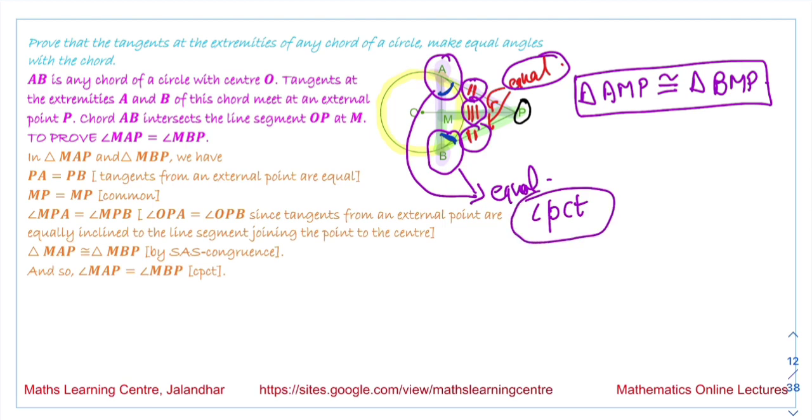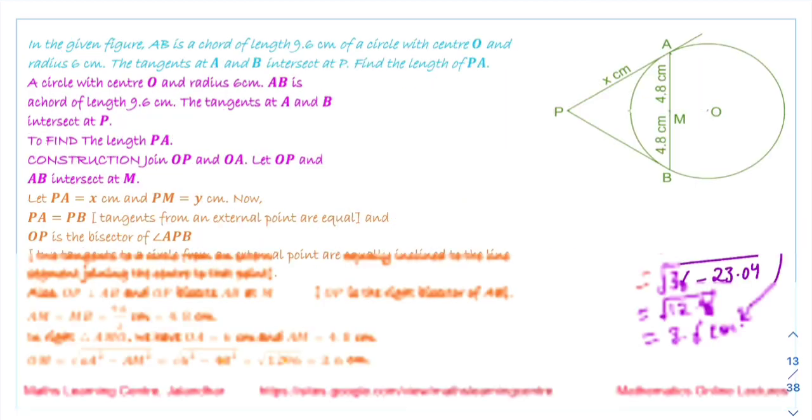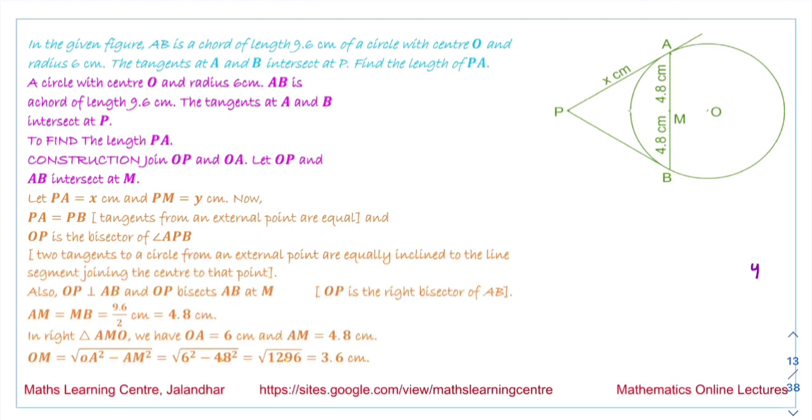The next question we have is, in the given figure, AB is a chord of length 9.6 centimeter. This is the chord AB we are talking about, of a circle with center at O and radius 6 centimeter. The tangents at A and B intersect at P. We have to find the length of PA.